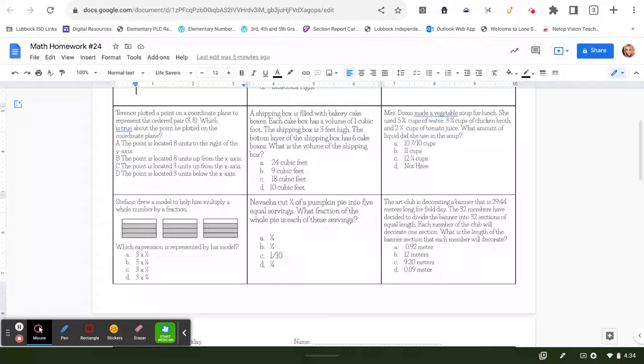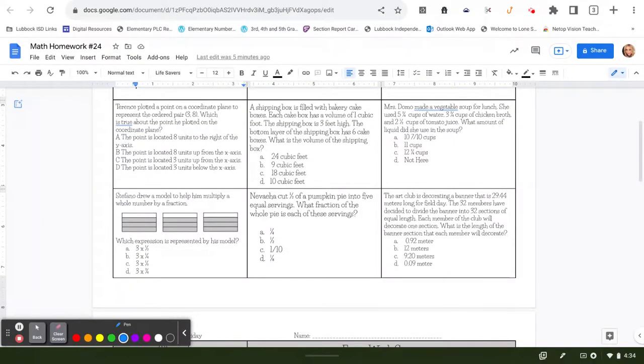Okay, the next one. Terence plotted a point on a coordinate plane to represent the ordered pair 3, 8. Which is true about the point he plotted on the coordinate plane? Okay, so I think what I'm going to do first is just draw a coordinate plane like this and just label it. And remember in class we've been labeling them like this. We always have to go in the house before we go up the stairs. Okay, so let's see what it says.